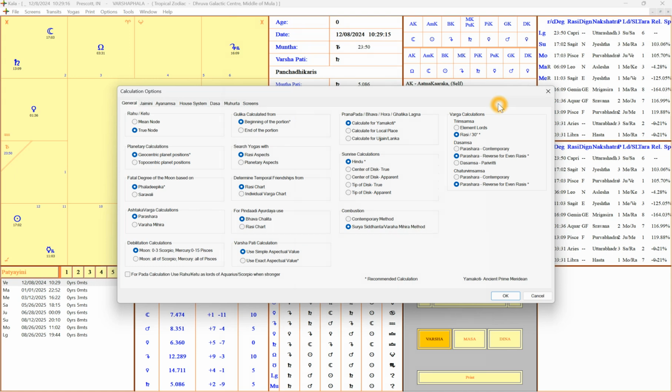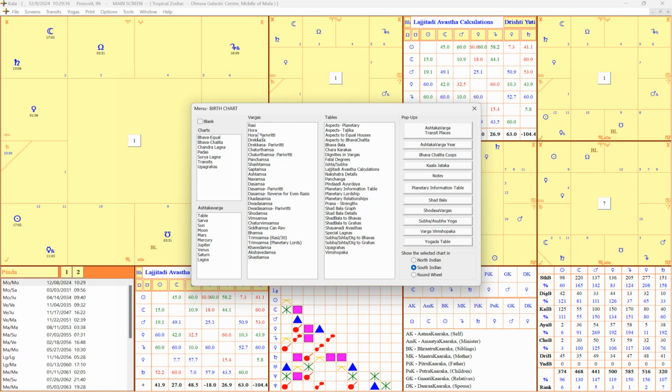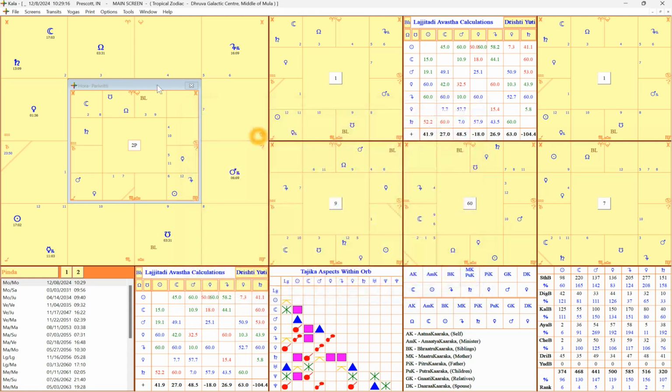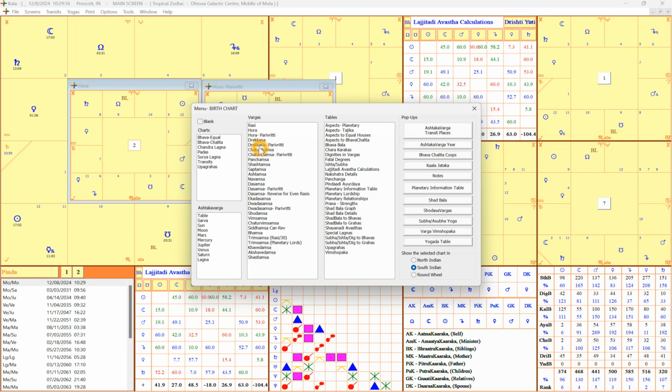Okay? Alright, then we have Varga calculations. In some calculations, like Vimshopaka and Shadbala, those are both quite common calculations. They're strength calculations. We use different Vargas. And there's different opinions of how to calculate different Vargas. Now, you can see any type of Varga calculation you want. Like if we right-click on column, we see our Vargas. We got a Hora chart, and we got a Hora Parivriti chart. Okay? We have a Drekkana chart and a Drekkana Parivriti. Okay? These are different methods.